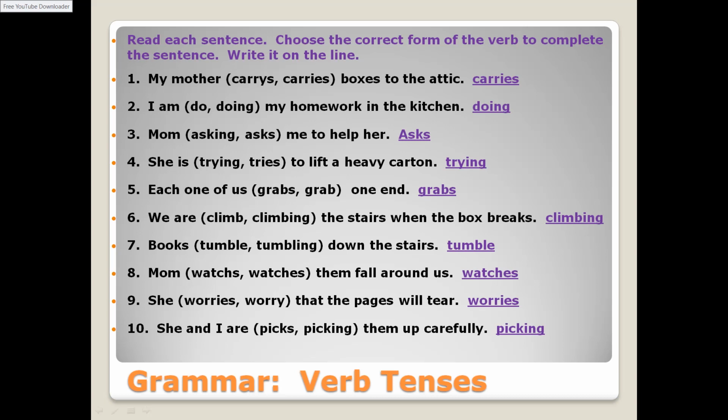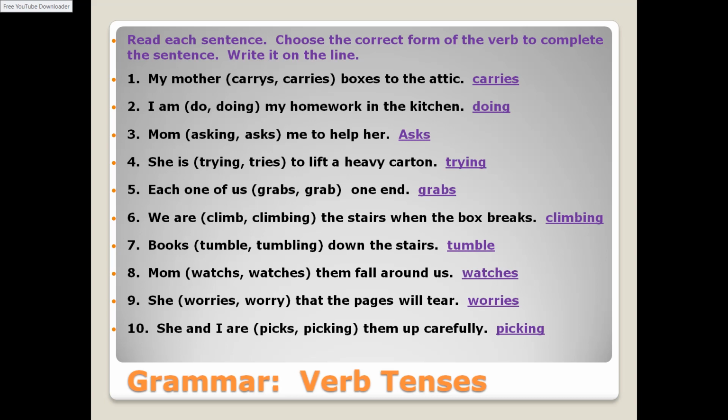Number 5, each one of us. Here we have two options again in the parentheses, grabs or grab, one end. Here we don't have any verb be, so it's only a present tense. We need to just select the verb with s, grabs. Number 6, we again have two options in the parentheses, climb or climbing, the stairs when the box breaks. So we have a verb be here. See, the verb be are is here. So whenever we have a verb be, it needs to be followed by a present participle. So we are climbing. The answer is climbing.